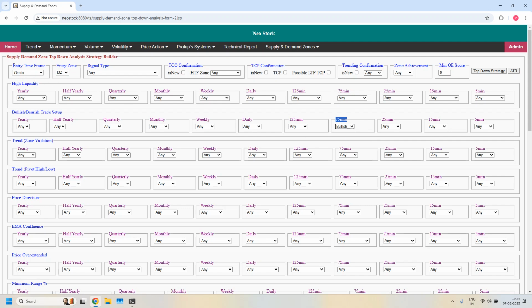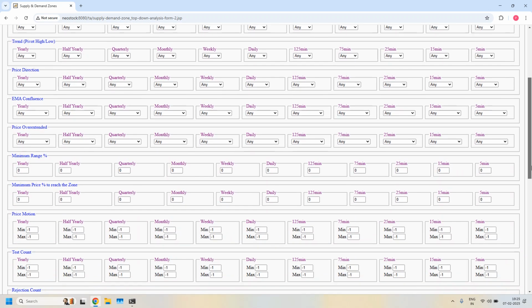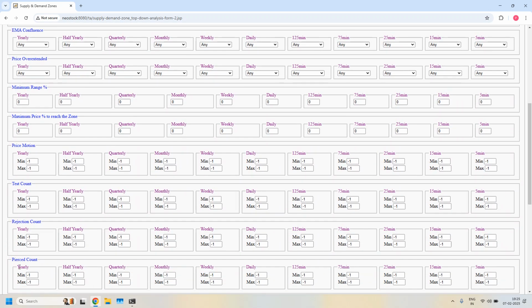Okay, now for this 75 minutes demand zone, we need to set three filters. First filter is that the 75 minutes demand zone should not be pierced. So in the pierced count, at entry time frame 75 minutes, I am setting minimum value 0, maximum value 0. That means pierced count should be 0. Pierced count 0 means the zone is not pierced.